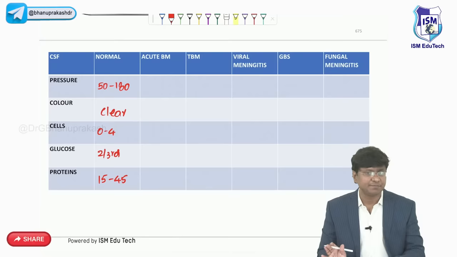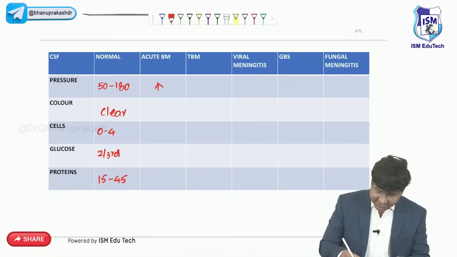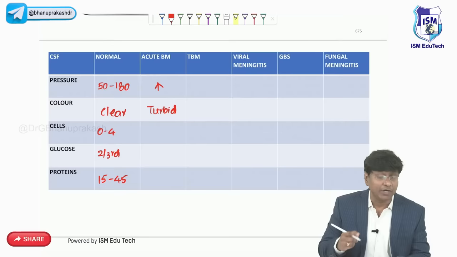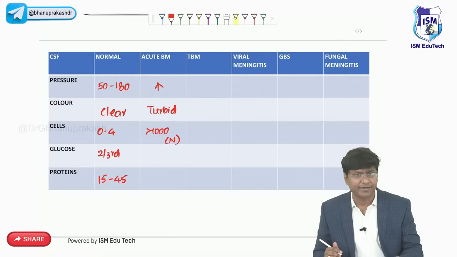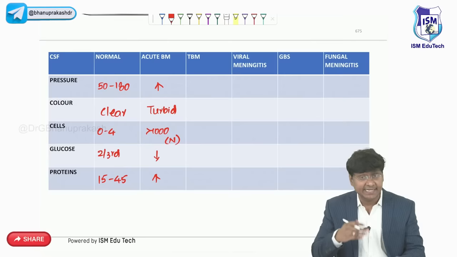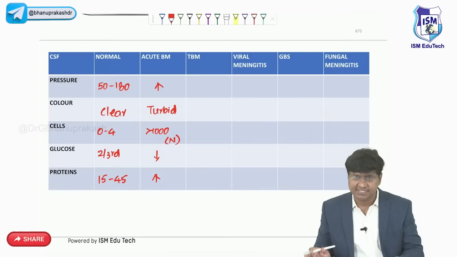And in bacterial meningitis, what will happen? The CSF pressure is elevated. The CSF will appear turbid. The cells are elevated, more than 1000 cells per cubic millimeter, and it is mainly neutrophil predominant. Sugars will be utilized by the bacteria for growth, so sugars will be reduced. And our body will produce antibodies against the bacteria, which are nothing but proteins, so the proteins are elevated.